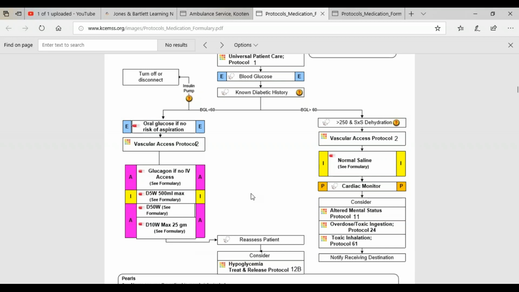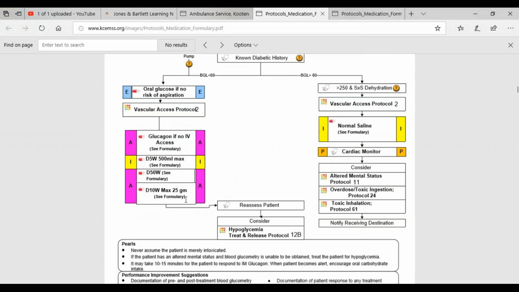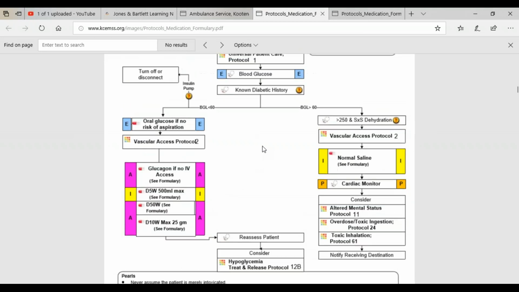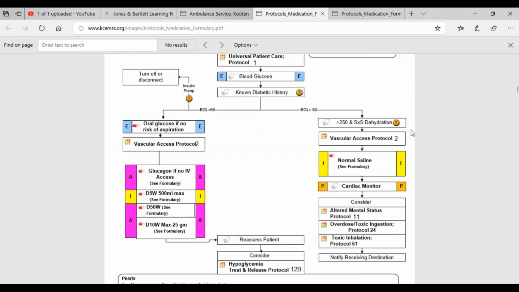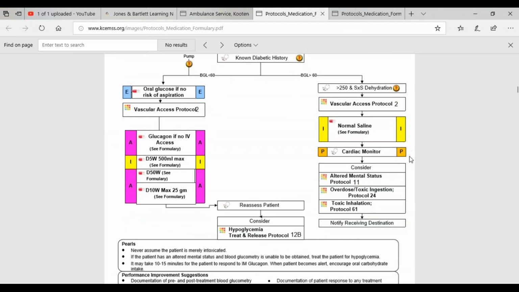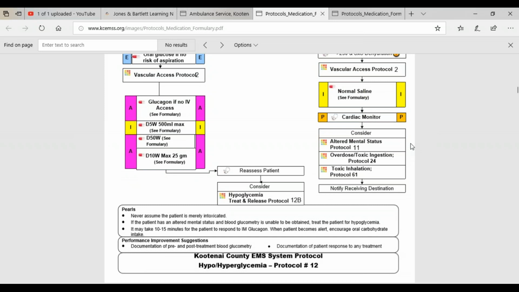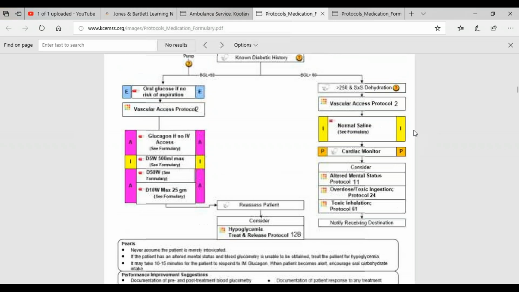And D10, but max is 25 grams. When we look at the formulary here as well, in the hyperglycemic patient, whether it's DKA or HHS, the treatment is the same, and that is lots and lots of fluid. This should be like 2 liters in the first hour. Doing bilateral IVs and getting a lot of fluid on board is ideal.